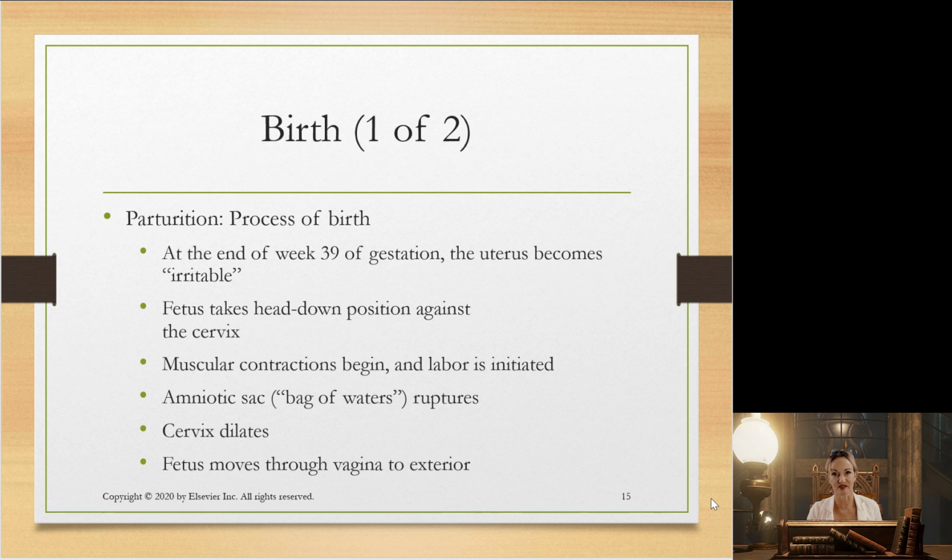This is where that positive feedback loop comes in. The amniotic sac or bag of waters ruptures. The cervix then dilates and gets bigger, and the fetus moves through the vagina to the exterior.